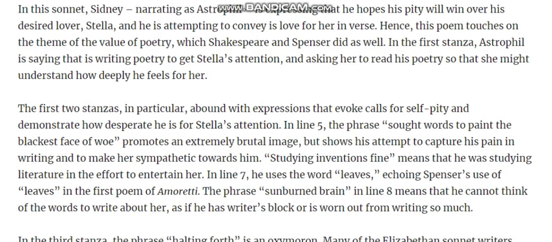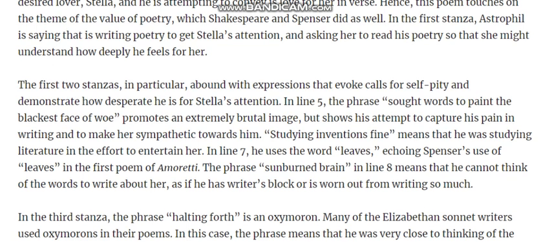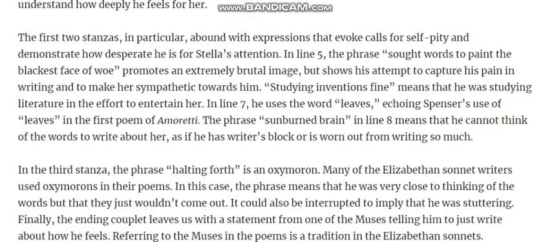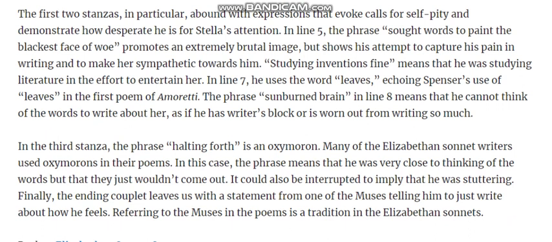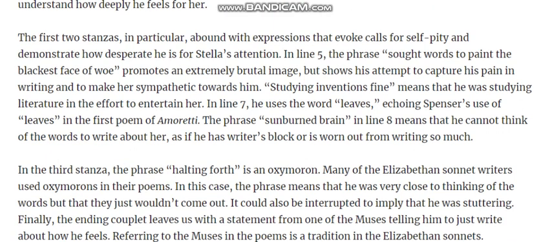In the first stanza, Astrophil is saying that he is writing poetry to get Stella's attention, asking her to read his poetry so that she might understand how deeply he feels for her. And the later two stanzas, the third stanza, mention the halting force in oxymoron and sympathetic words. He uses sympathetic words like self-pity and demonstrates his desperation towards Stella. And in the fifth line there is another phrase which has been put forward.